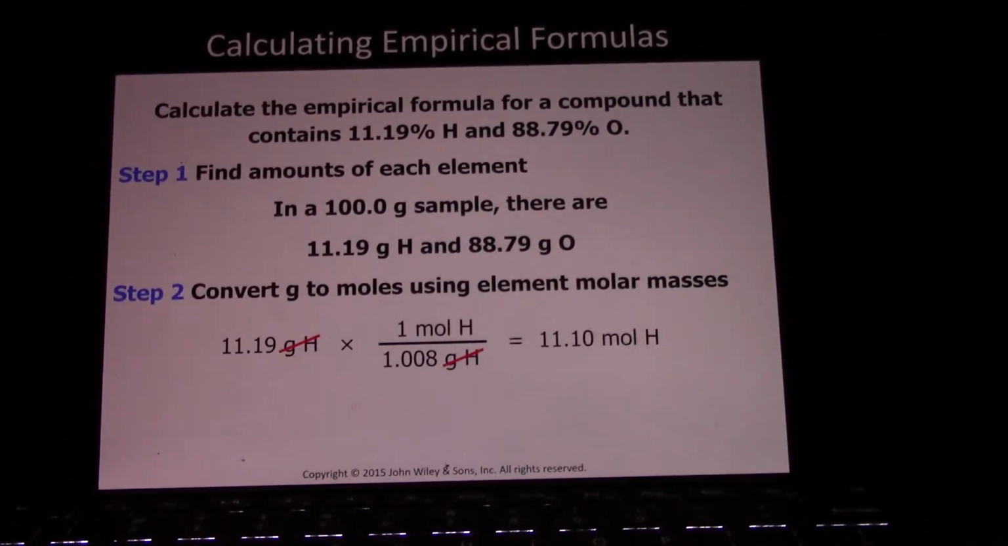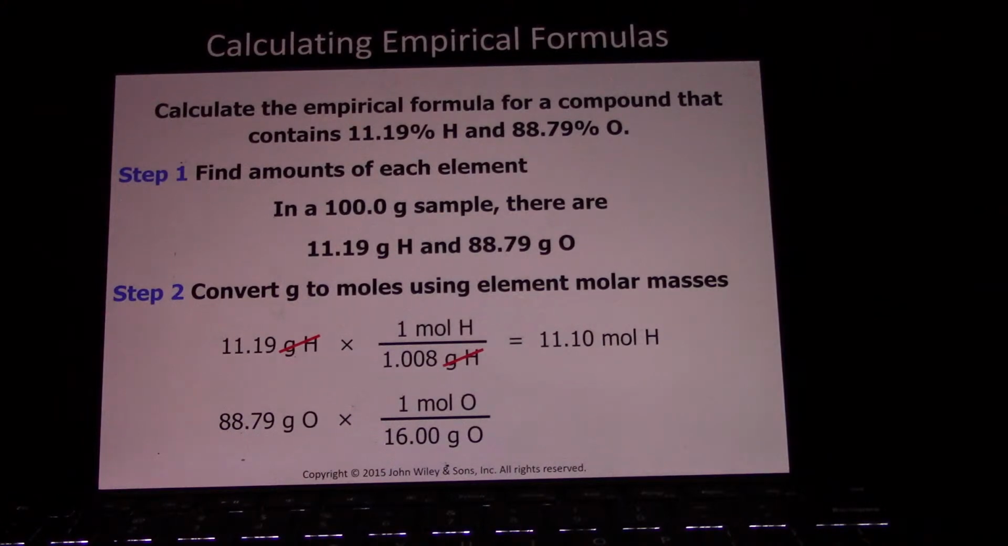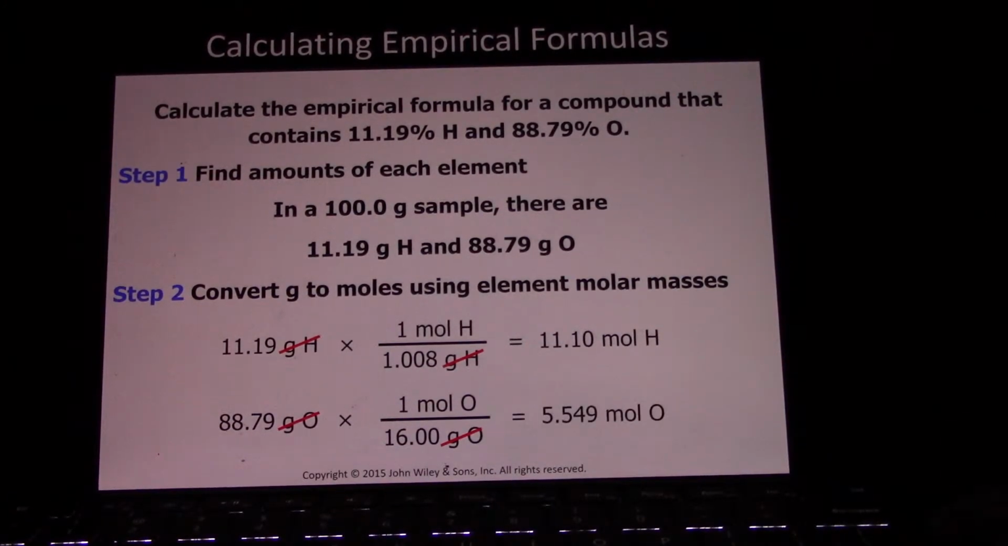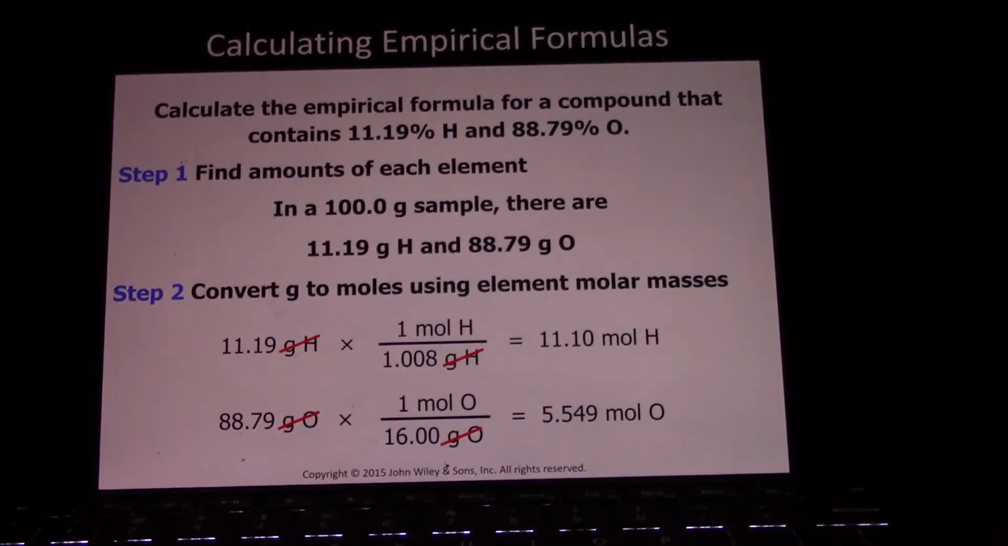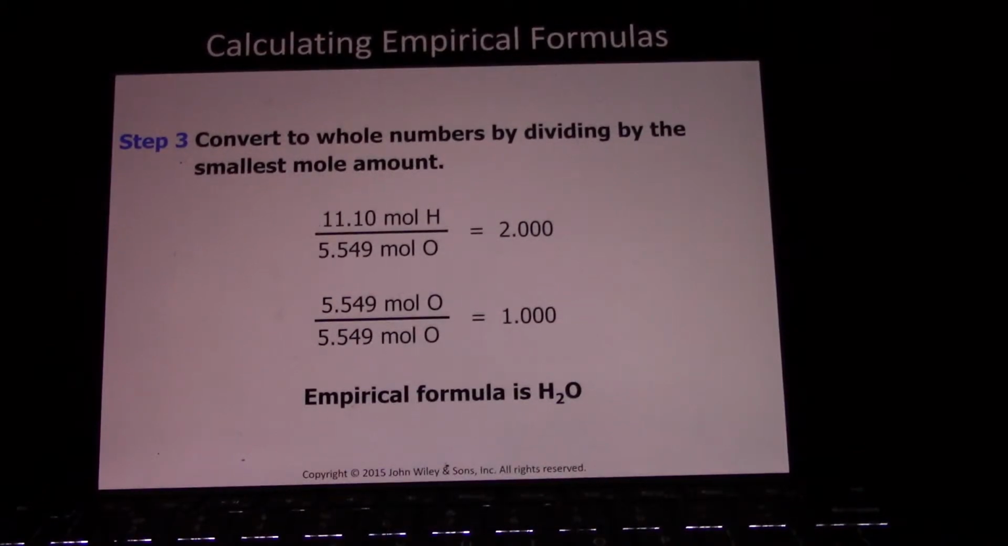Then we convert into moles. And again, we need the molar mass to do this, so you need your trusty periodic table. We convert grams into moles like we were just doing. And now, look at both of your numbers. Which one is smaller? 5.549 is smaller than 11.10. So we divide both numbers by 5.549, and we get a 2-to-1 ratio. So our empirical formula is H2O.